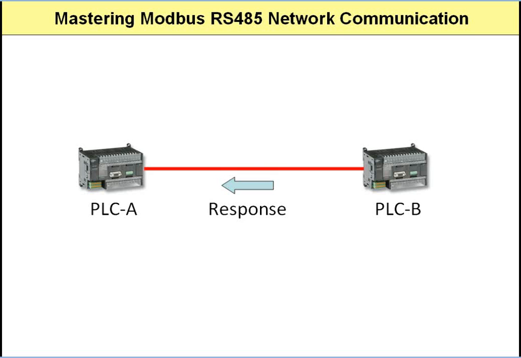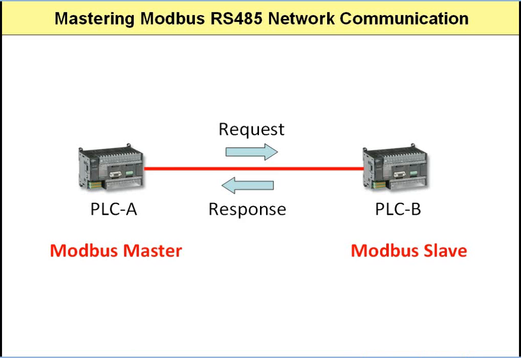In this scenario, PLC A is operating as what we call a Modbus master in the network, and PLC B is operating as what we would call a Modbus slave in the network. It is extremely important that you remember and fully appreciate this master-slave relationship on the Modbus network. And now here's another extremely important concept.